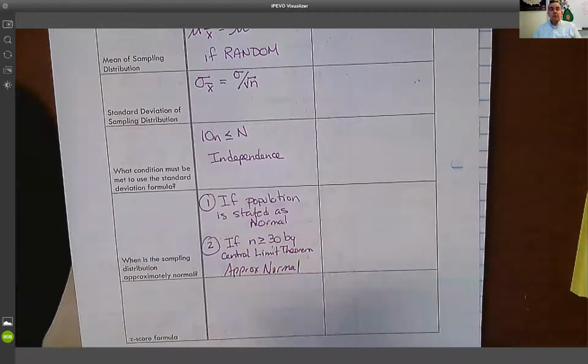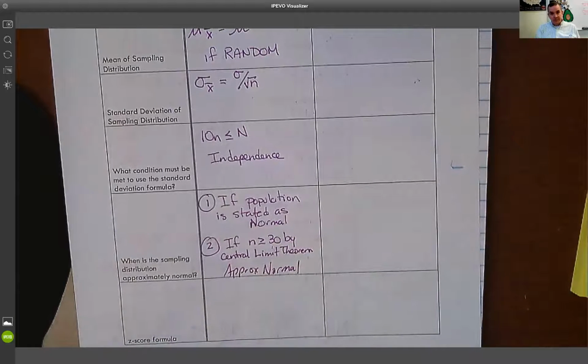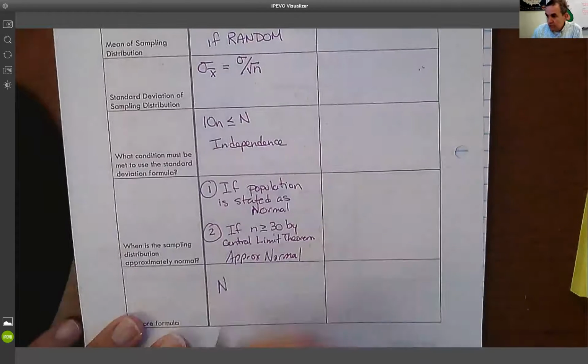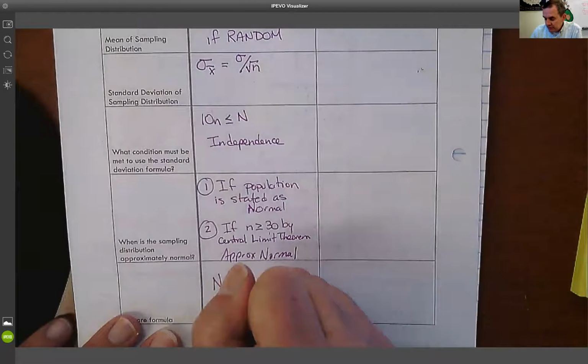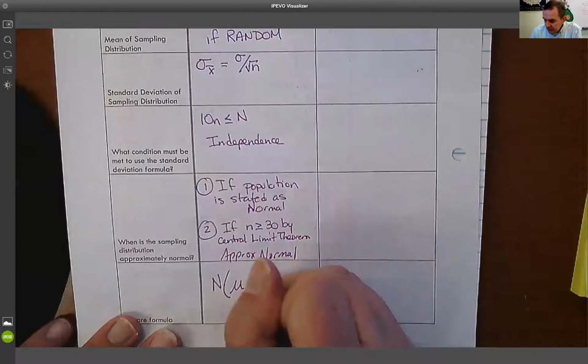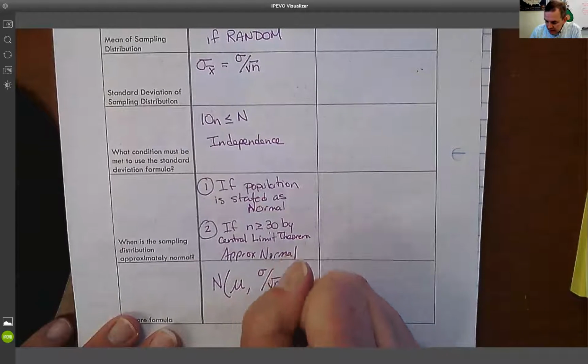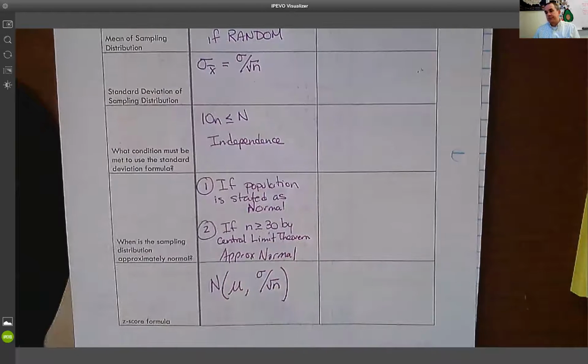Okay, so be careful. Proportions, 10 or more successes. Means, you look at the population. If that's normal, the shape of your sampling distribution is normal. If the population is not normal, we need to look at whether the sample size is larger than 30. And if this is true, what I'm allowed to do is say that we have a normal distribution centered at the true mean with a calculable standard deviation. So that's a 1 sample.